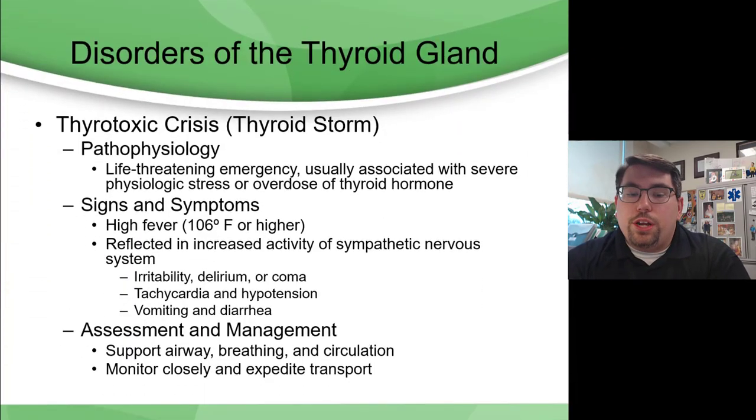You may run into a problem where you have what's called a thyroid toxic crisis, also referred to as a thyroid storm. This is a very life-threatening emergency. It's usually associated with severe physiological stress or overdose on their thyroid hormone. You're going to see things like, in a thyroid storm, a fever that's very high, 106 or higher. We're talking very high. We're going to see signs reflecting increased activity of the sympathetic nervous system, so irritability, delirium, coma, tachycardia, hypotension, vomiting, diarrhea.